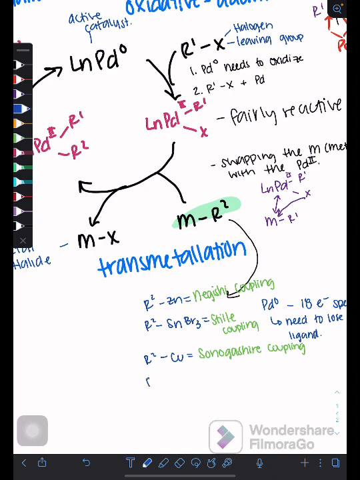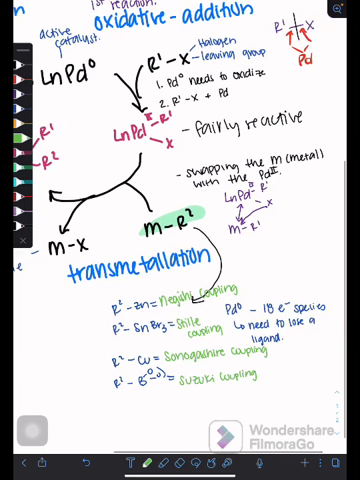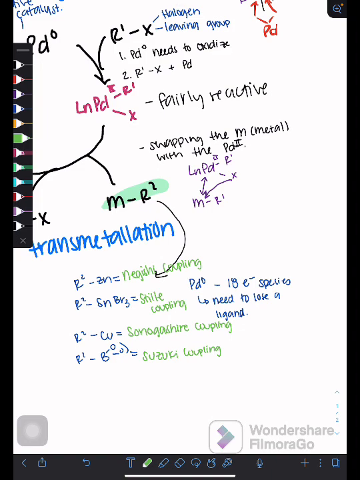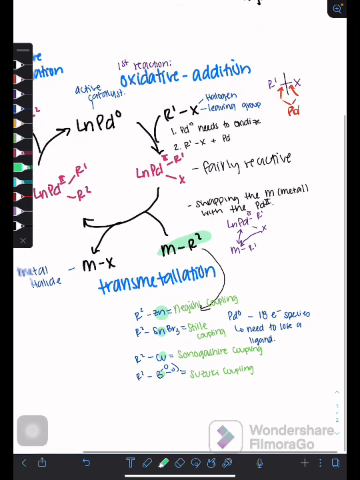And then for the last one with the R2 group, if it has any boron, and it could be that, or something like that, it'll be the Suzuki coupling. And you can tell which coupling to use given if it's either zinc, tin, copper, or boron. So just be on the lookout for that.